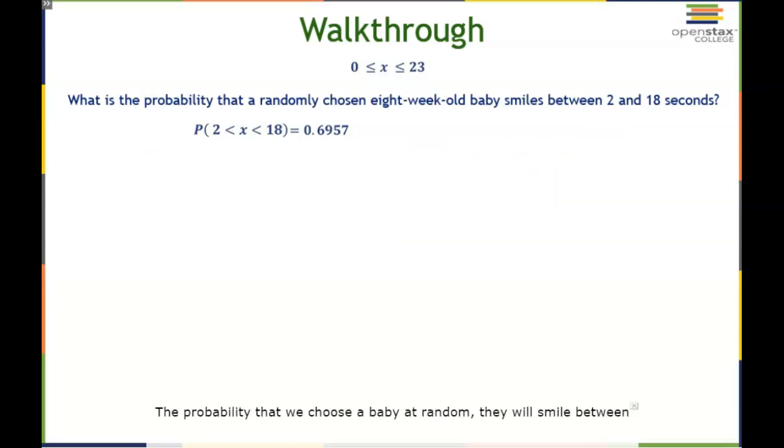So the probability that if we choose a baby at random, they will smile between 2 and 18 seconds is about 69.57%, or 0.6957.